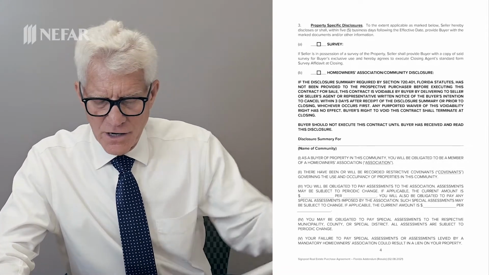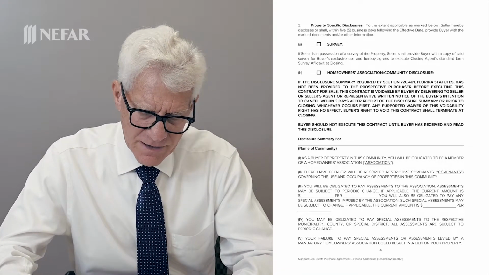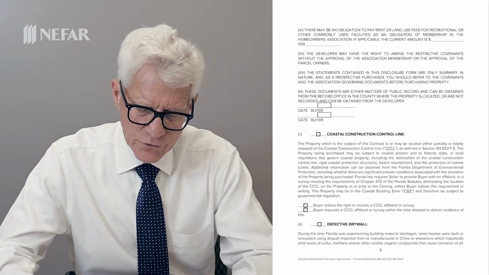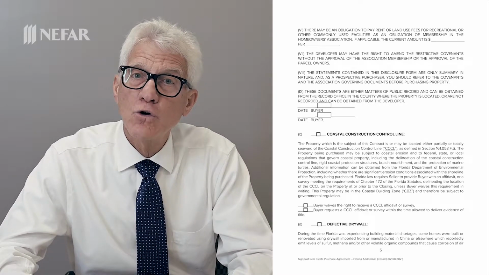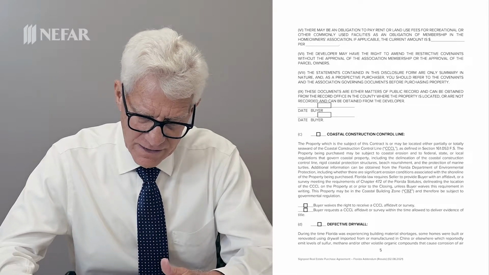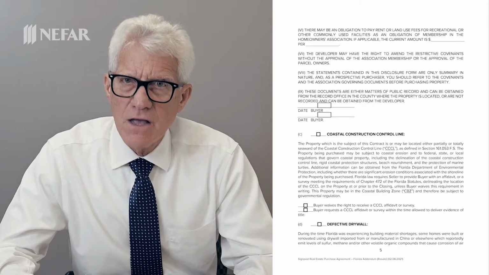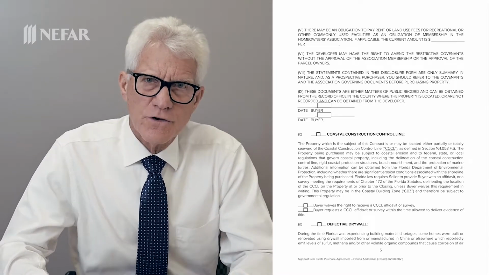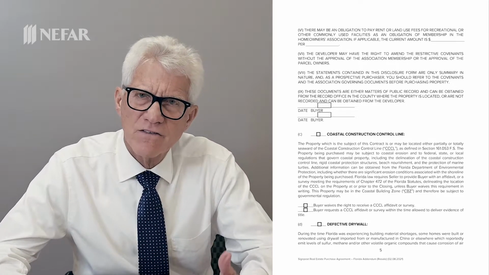It's got the built-in homeowners association community disclosure part, and they have that separately initialed. It's got a coastal construction control line paragraph, which is only for oceanfront properties, and there's a place to waive it or request that the seller provide a survey that shows the line or an affidavit. So my advice would be, unless it's an oceanfront condo, the buyer should not waive that. The buyer will want to know where that CCL is.